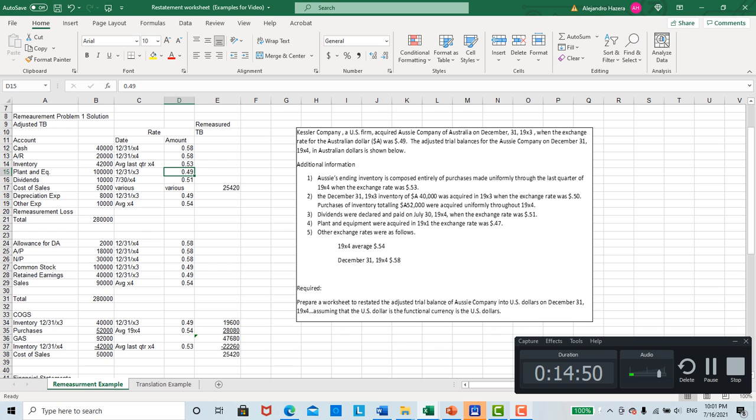Plant equipment, 49 cents when you acquired the other company. Dividends, that's when you paid them, 51 cents. Depreciation expense, same as equipment. Other expenses is the average, 54, including purchases, which were made evenly throughout 19X4. Then we come down here. These are all monetary, 58 cents, the current rate. That's good. Common stock and retained earnings use the historic rate when you acquired the company, and sales the average. So everything looks good.